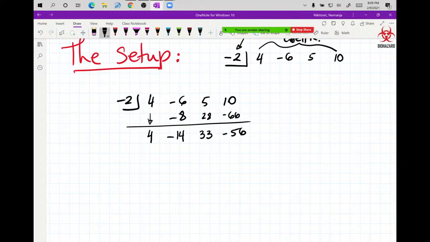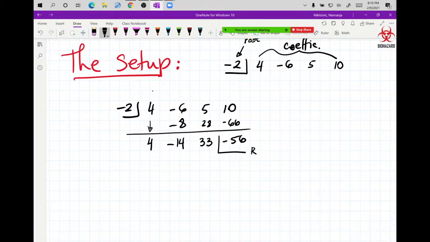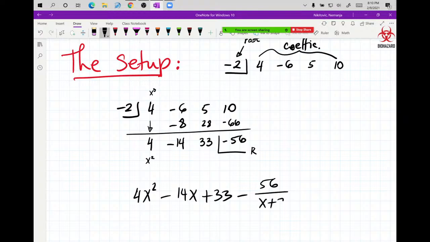Now, you need to write your answer. See, the last one is the remainder. So if you started with x cubed, then the first answer is x squared, always one power down because you were dividing by x. So you're dropping down by power. So if the input is x cubed, the output over here is x squared. So you have 4x squared minus 14x plus 33 minus 56 over x plus 2. That's all it took. 30 seconds.